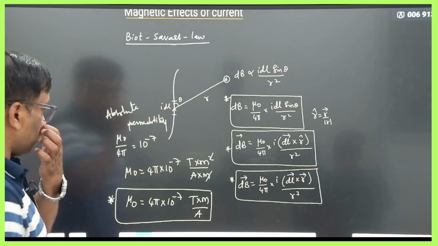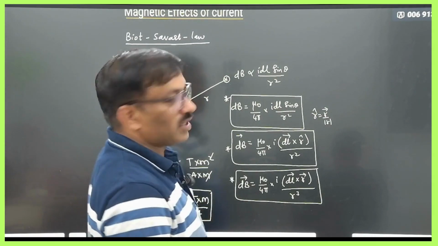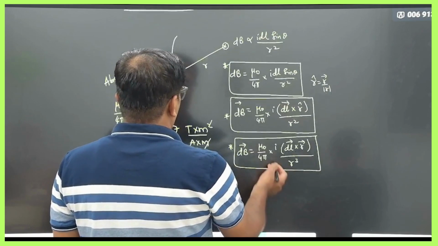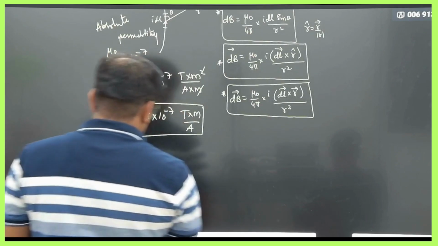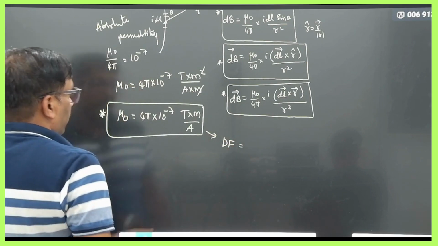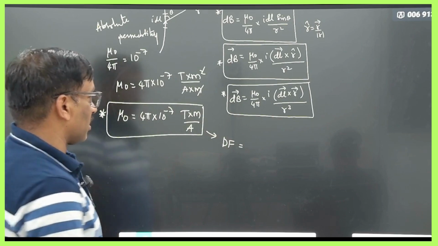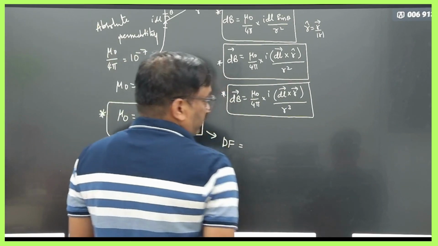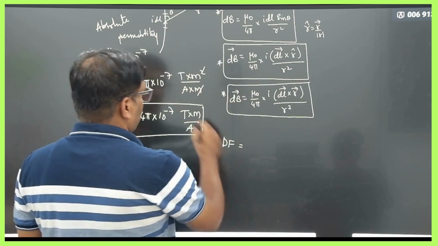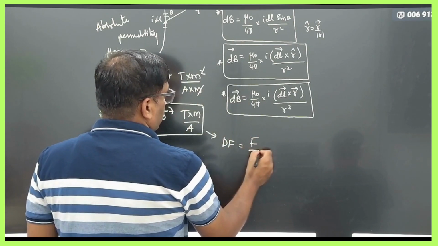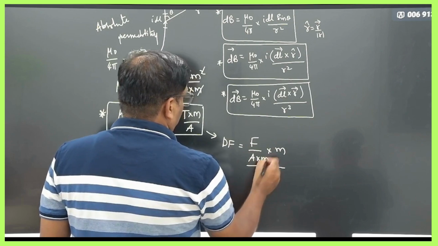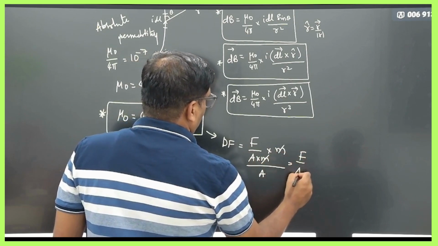Right? So in one of your NEET examinations they asked what is the dimensional formula for this absolute permeability. First of all you should know the magnetic field dimensional formula. Magnetic field unit is what? Force per ampere into meter. So Tesla is nothing but force by ampere into meter, therefore you can write force by ampere square.